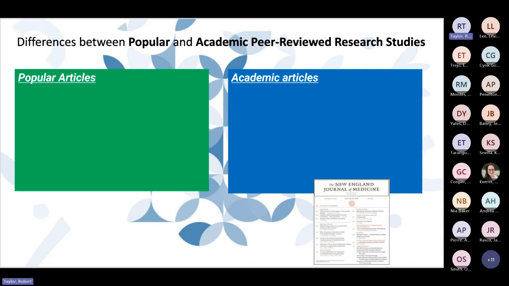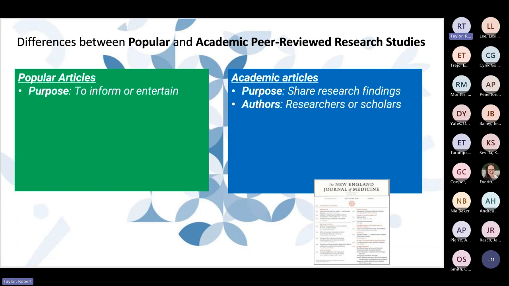So here we are. Let's look at this. The purpose of an academic article. Sorry, we got these mixed up. The purpose is to simply share research findings. That's all an academic article is meant to do. Whenever you're writing and publishing a research study, you're disseminating your research. Whereas popular articles are to inform and entertain.